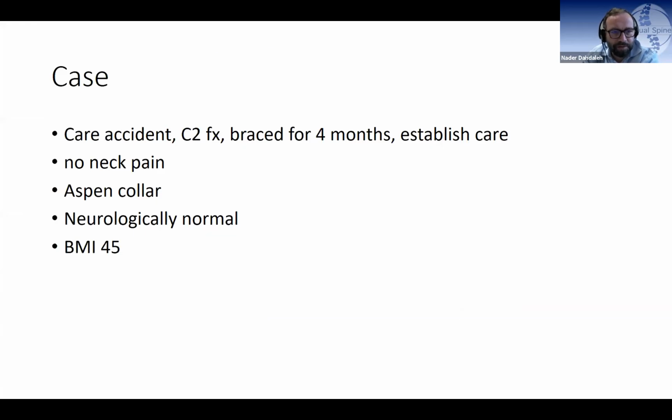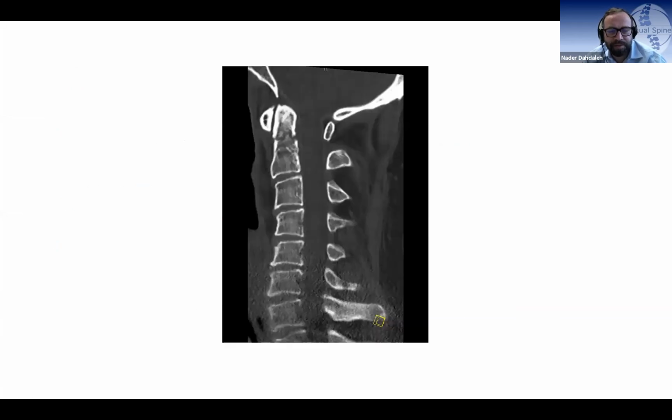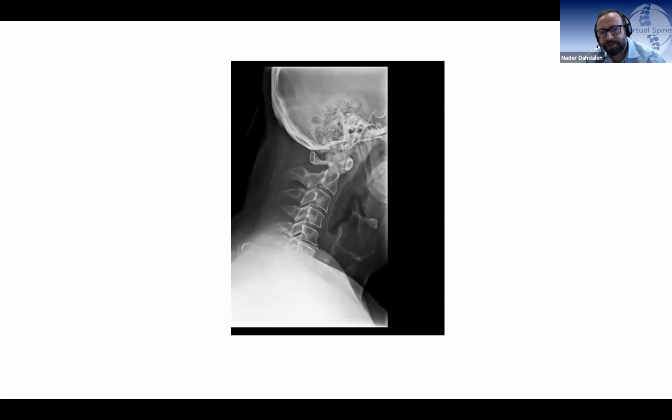So here's another case. Car accident, C2 fracture, braced for 4 months, came to establish care in an Aspen collar, neurologically normal, no neck pain. And that's his index fracture. Brace for 4 months. That's how it looks when he stood up. That's when he was mobilized right away. That's his day 1 after the injury with a neck brace. No neck pain.